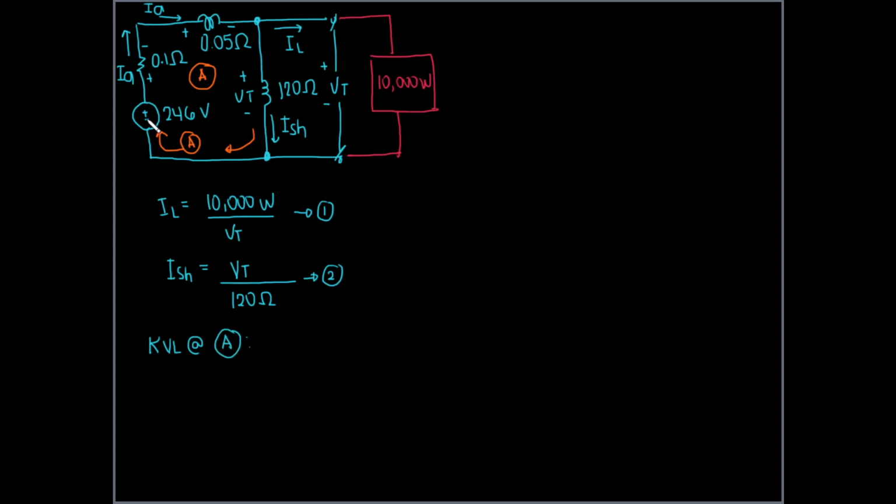So, writing now our KVL equation at loop A, exit polarity, we're going clockwise. Exit there is positive, so positive. The voltage is 246, so no problem with that. Next, exit here is negative, so this must be minus. The voltage here is 0.1 times IA, resistance times current. So 0.1 IA. And then next, through this component, exit polarity is minus again. Voltage is resistance times current. So that's 0.05 IA.